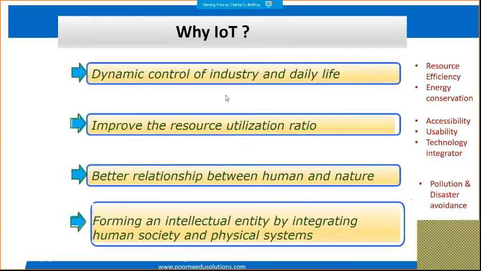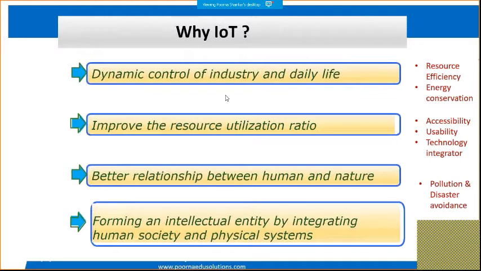So the first application we can say is the dynamic control of industry and daily life. That is the reason we have IoT. Resource efficiency is improved, and energy conservation is also greatly helped. We are going to see a case study of how this energy conservation is happening with the help of big data and IoT. Second, improved resource utilization ratio. That means any device we want to access is connected to Internet, or the data we want to retrieve, which is on a remote server or in a cloud-based application, anywhere the data could be accessed and used.